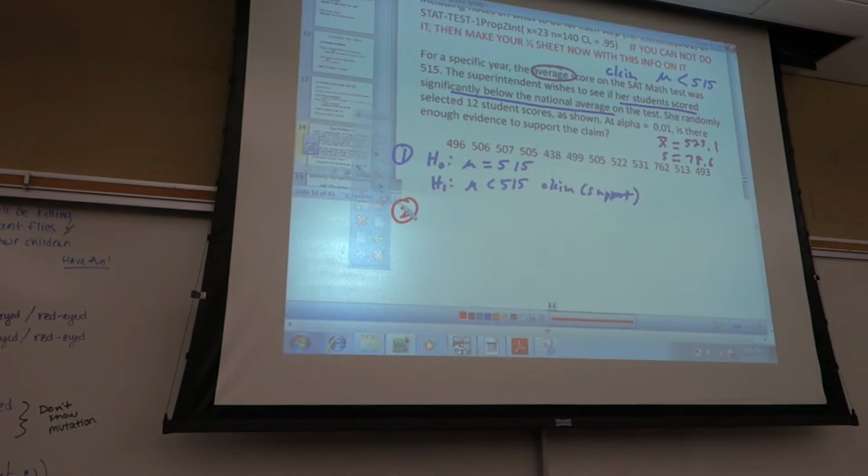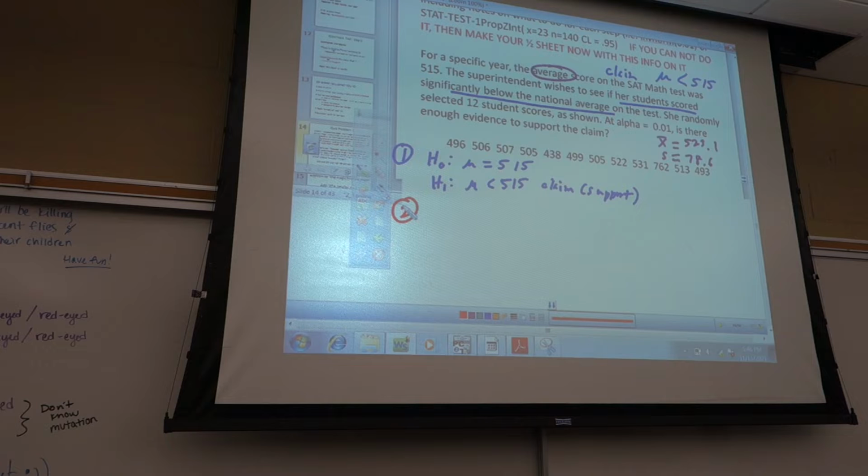Gee, how many tails is it? I like to draw a picture first because then that tells me how many tails I've got and stuff like that. So this is less than. Where is that going to be, the left side or the right side? Left side, less than is on the left. So this is going to be one-tailed.